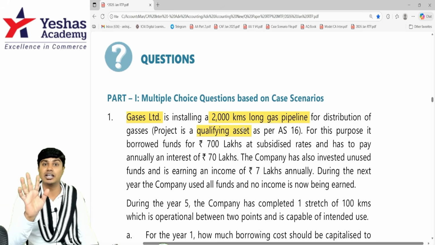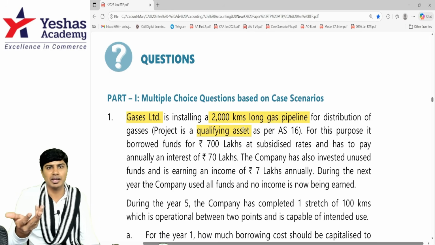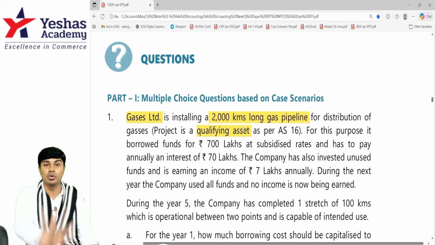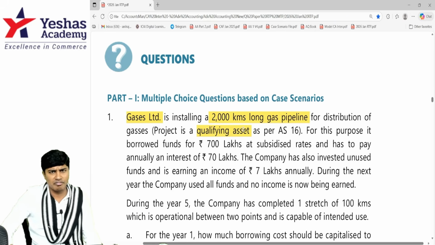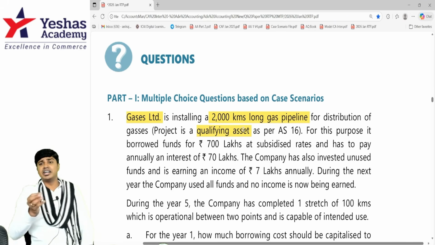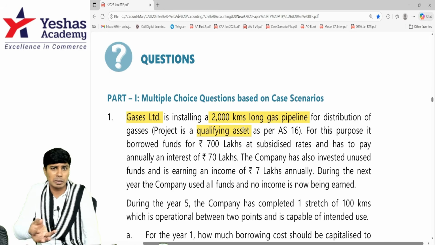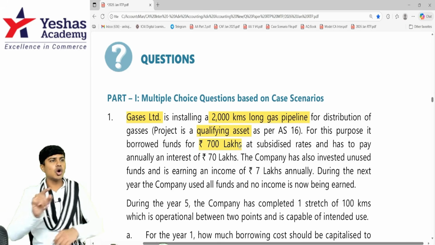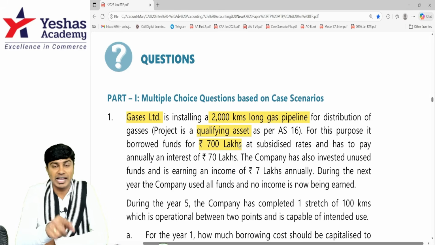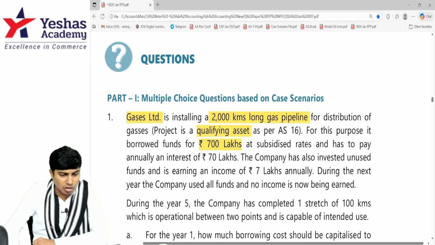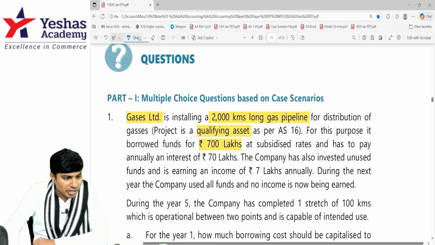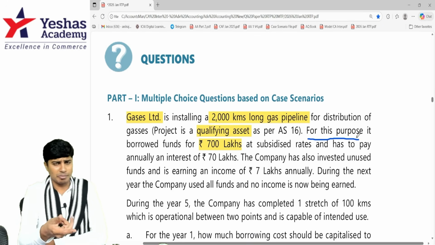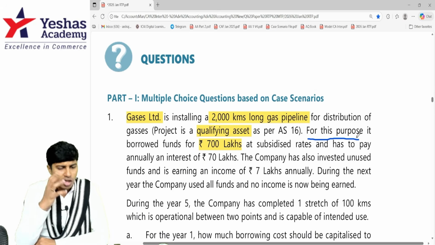Substantial period doesn't mean 12 months. It is any period which they think is considerably good enough to call that asset a qualifying asset. It is only Accounting Standard Interpretation 1 which mentions that substantial period as 12 months. For this purpose, they borrowed funds of 700 lakhs. On the borrowed funds of 700 lakhs, which are specific borrowings, by the way, because they've told for this purpose. The moment they mentioned that this borrowing is made specifically for the purpose of development of this asset, it becomes specific borrowings. We all know it.